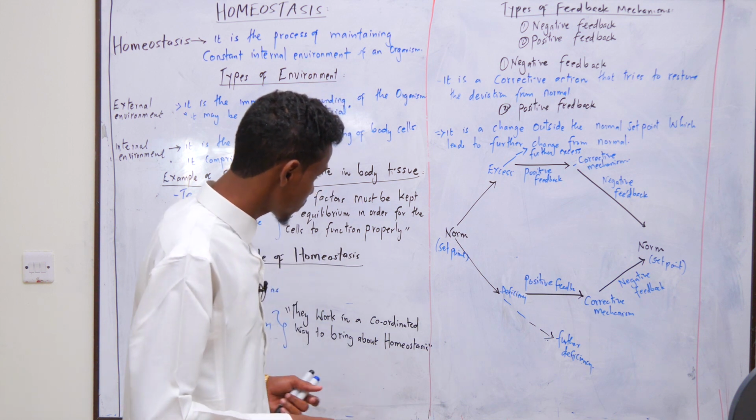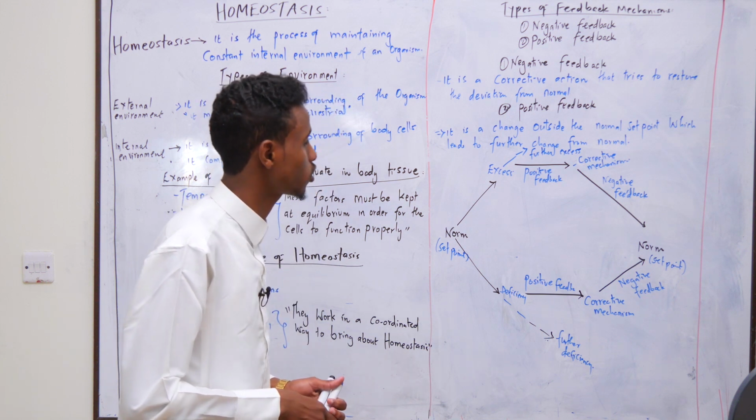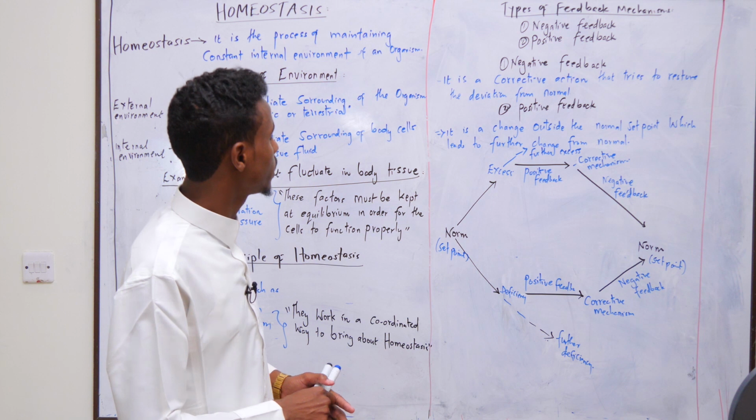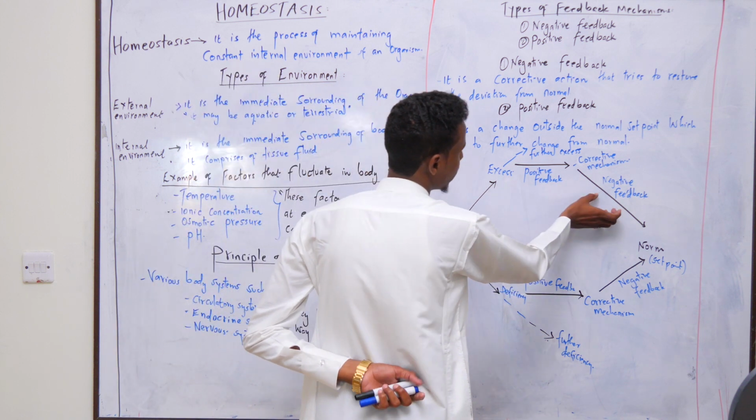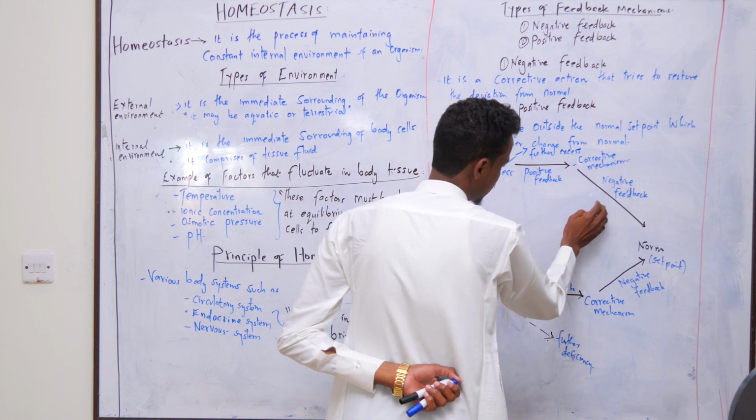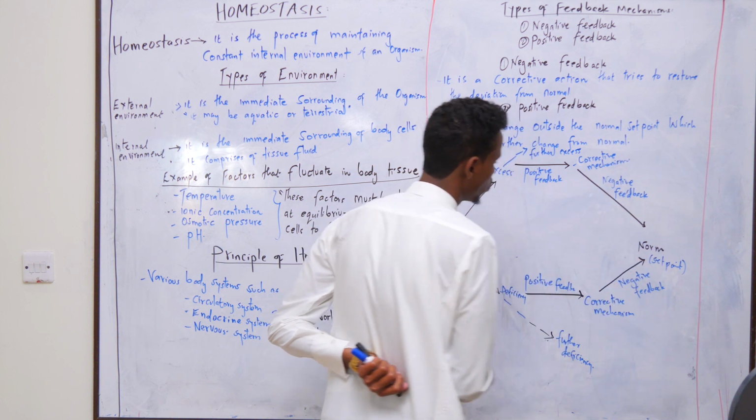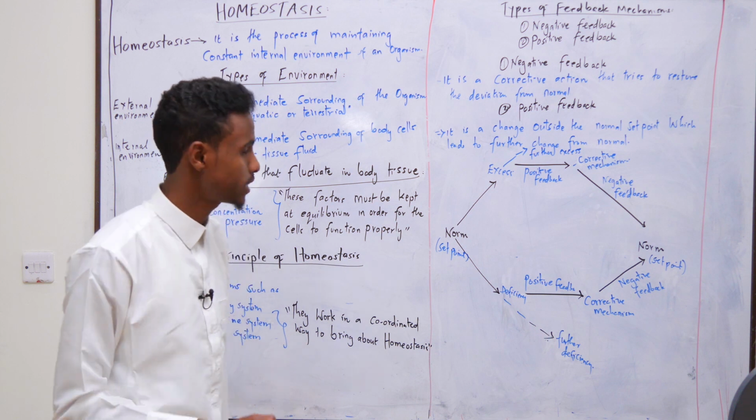Now, what is a negative feedback? It's a corrective action that tries to restore. Now we can see that this was an excess, right? Now the negative feedback is a corrective mechanism. It is taking us back to the normal set point.